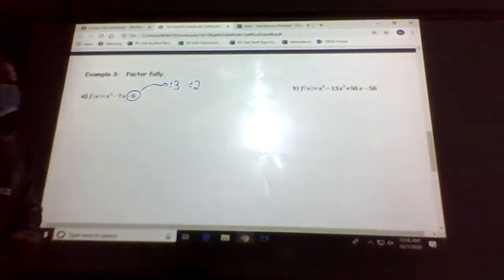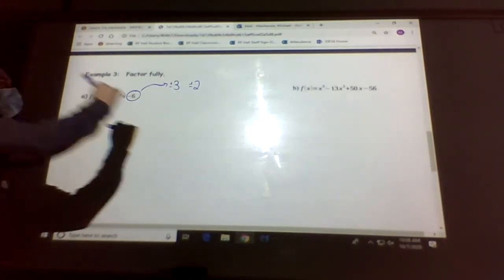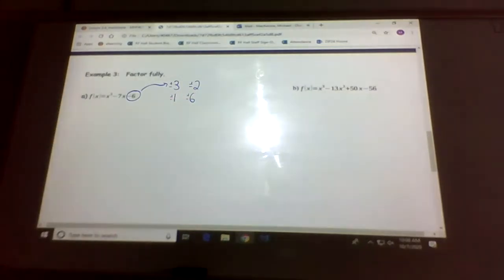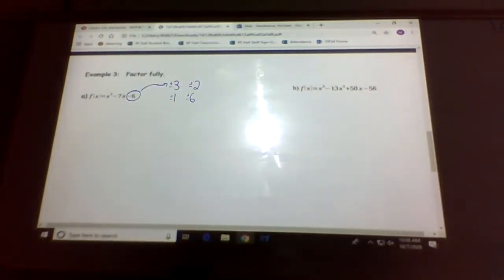So it could be a 3, it could be a 2, and it could be plus or minus. Because it could be a positive 3 and a negative 2, or a positive 2 and negative 3. Any other options? 1 and 6. You guys see that? 1 and 6. So we have 8 options: 2, 3, 1, and 6, plus or minus.